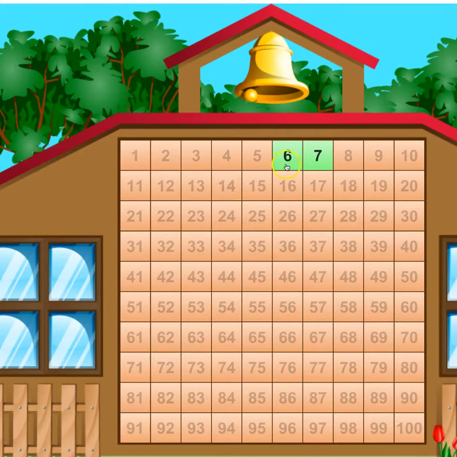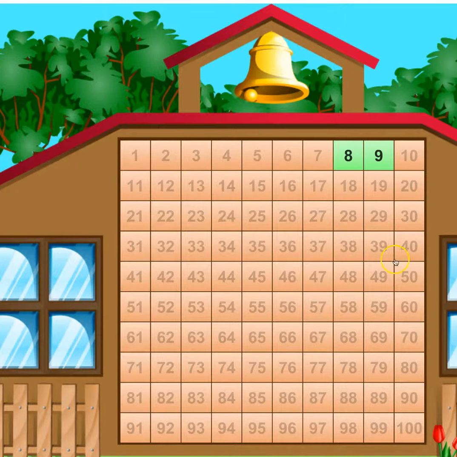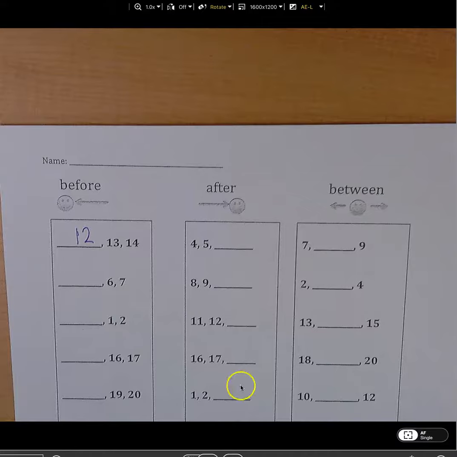So if I clear these out, 8, 9, what comes after? You can see it right on a hundreds board. Now, you can find hundreds boards over on the counter to help you out. For this last one, let's look at this one, 13 blank 15. So on my hundreds chart, if I look at 13 and 15, what comes between? Yeah, 14. All right, I think you have what you need to do your paper.